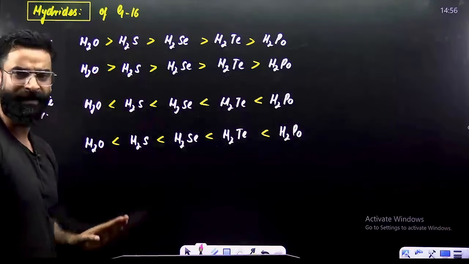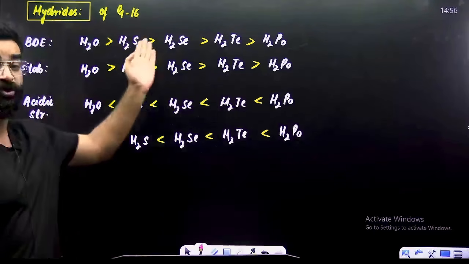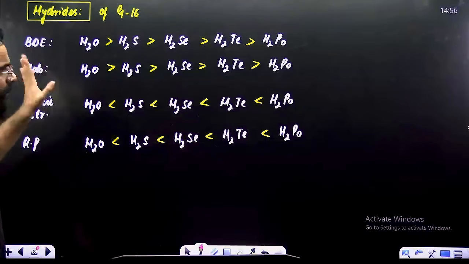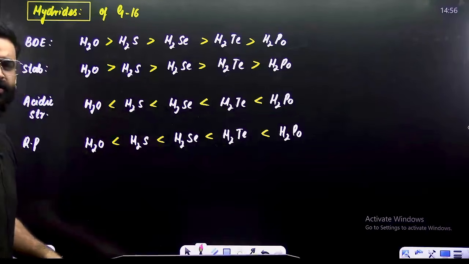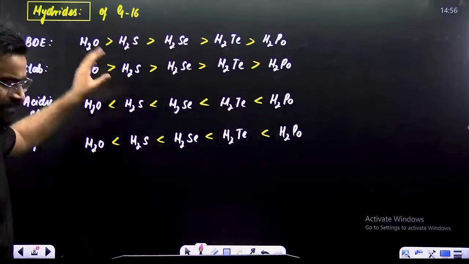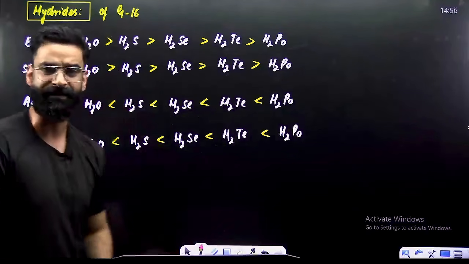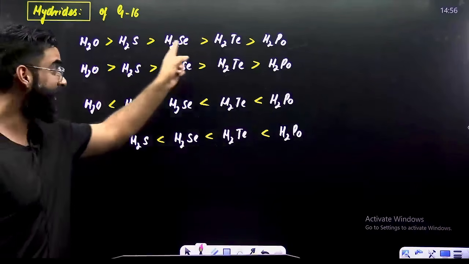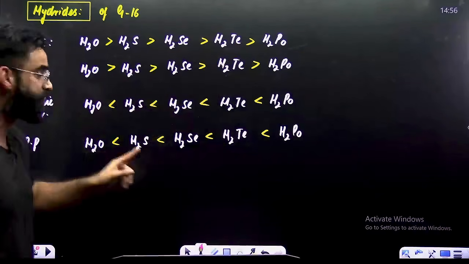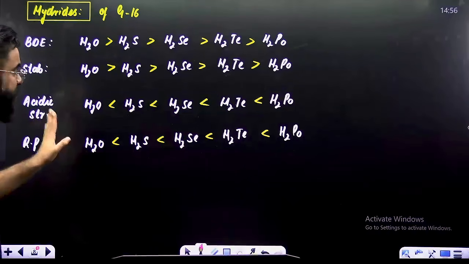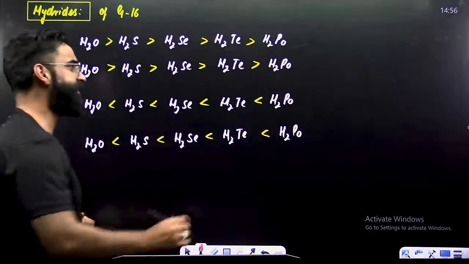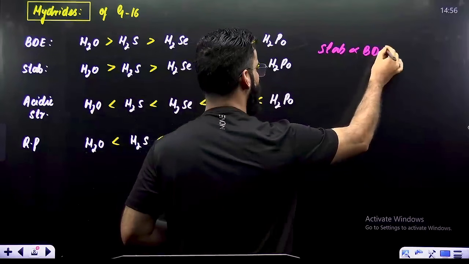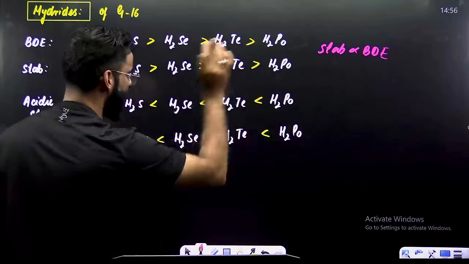Hydrides of group 16, like H2O, H2S, H2Se, H2Te, H2Po. What is the bond dissociation energy order? Simple, no exception. Down the group, bond dissociation energy decreases. Why is that? Because down the group size increases, correct? More the size of the atoms, lesser is going to be the bond dissociation energy. No exception in that. Similarly, stability is directly proportional to bond dissociation energy, so whatever is the order of bond dissociation energy, same is the order of the stability.